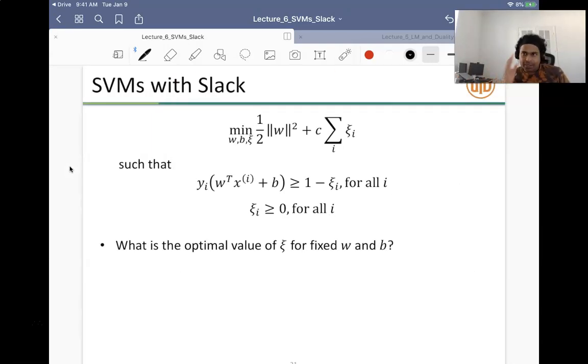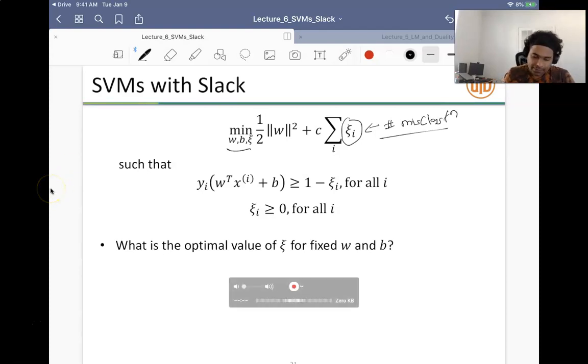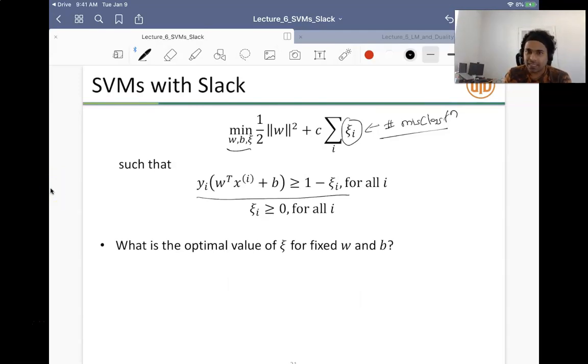Okay. All right, so now we will again come back to SVMs with slack. So I have the minimum over W, B, epsilon of half of W squared plus C sum over epsilon_i. This we saw is a number of misclassifications. And then I have my constraint over here. It has epsilon_i, and epsilon_i is greater than or equal to 0.